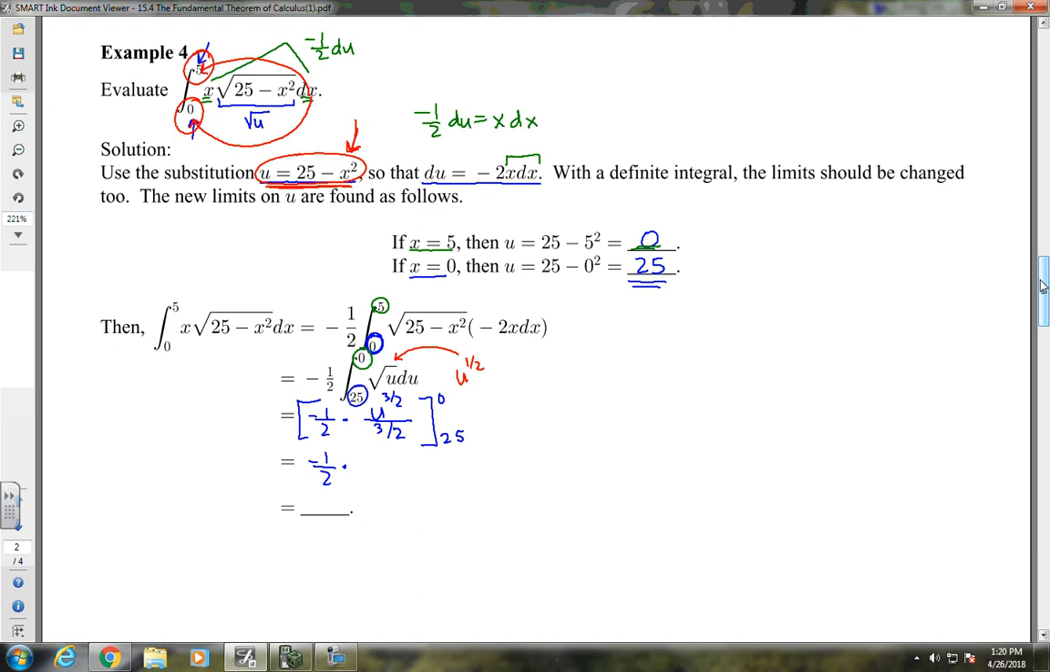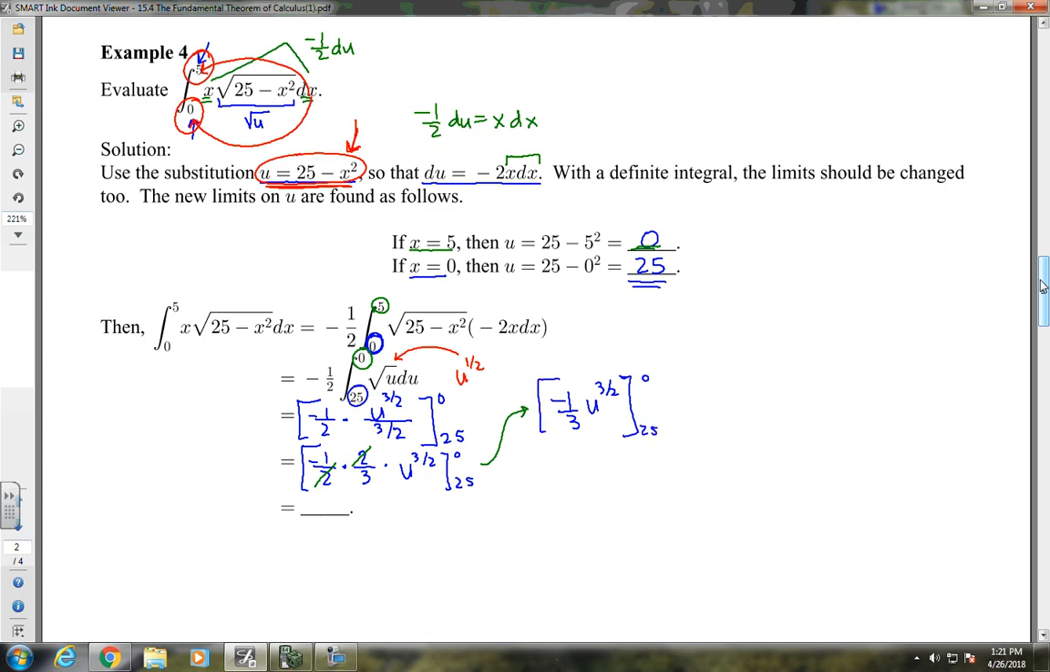Let's rewrite it. Negative 1/2 times 2/3. Remember, when we're dividing by a fraction, it's the same thing as multiplying by the reciprocal. Times u to the 3/2 from 25 to 0. Okay, let's simplify our coefficients a bit. I need one more line in here for an extra step. We have negative 1/3 u to the 3/2 from 0 to 25. Nope, pay attention here. How about 25 on the bottom, 0 on the top?